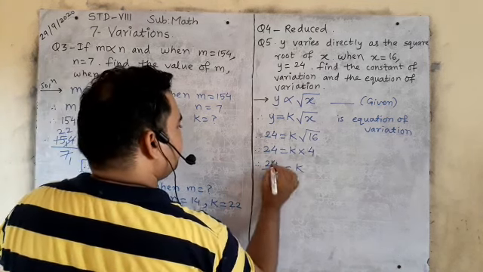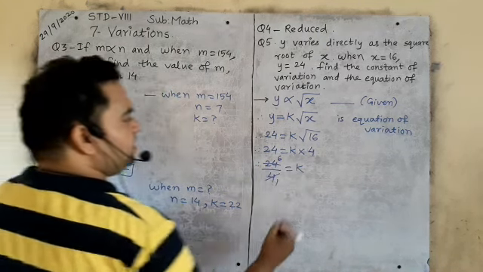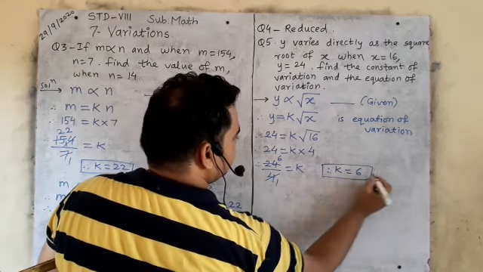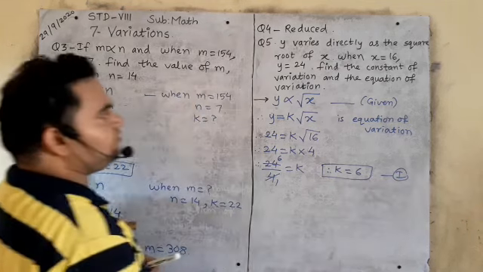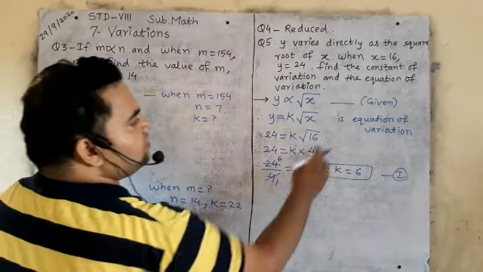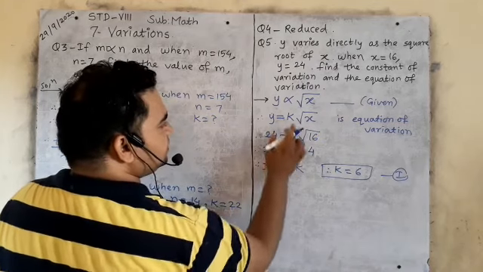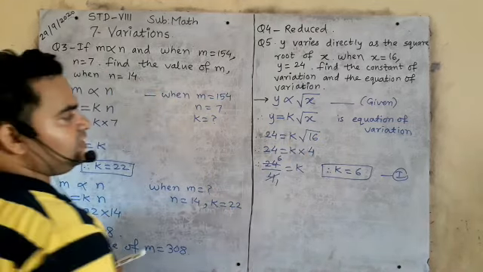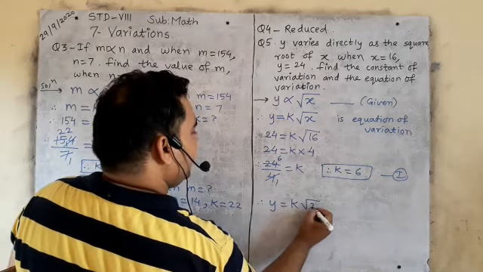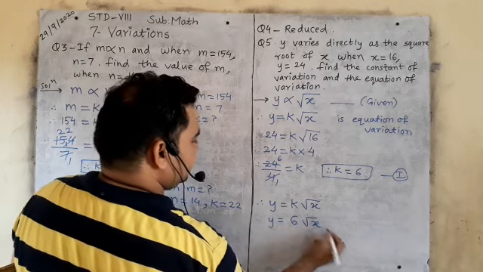Okay, so 4 ones are 4, 4 sixes are 24. Therefore we will write constant k is equal to 6. This is your first answer. We have to find the constant of variation, so k is equal to 6. Now we have to find the equation of variation. So take this equation again and just put the value of k. So we can write y is equal to k into root x. So we will write y is equal to 6 root x.